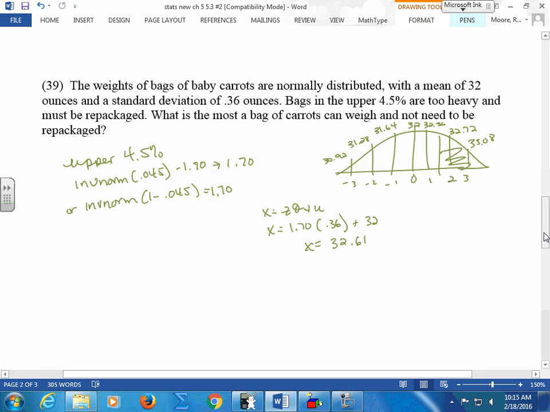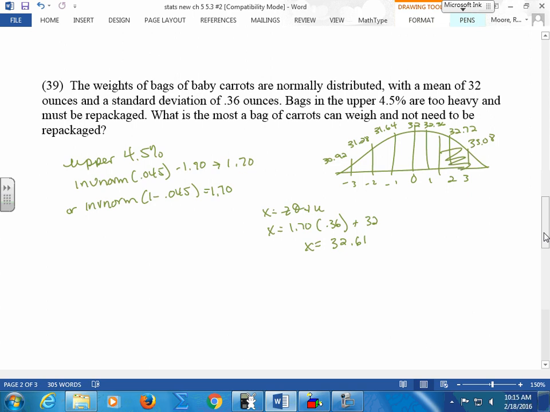I want to be in the upper. This is a great one to use for the business world. The weights of your carrots are normally distributed with a mean of 32 ounces and a standard deviation of 0.36 ounces. Bags in the upper 4.5% are too heavy and must be repackaged.